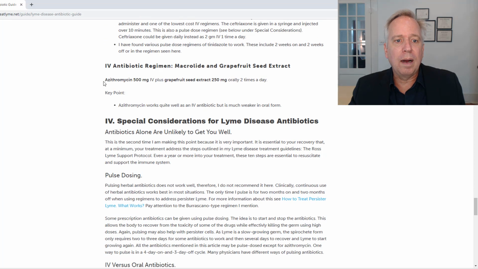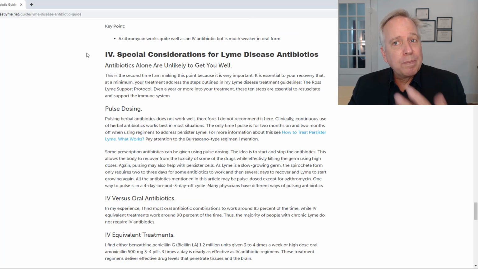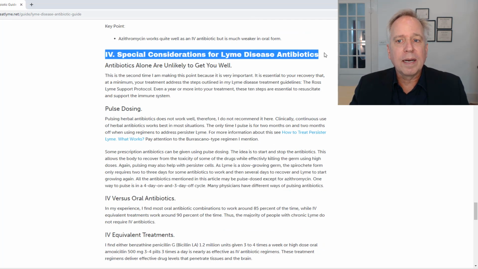Another regimen could be to use an IV macrolide along with grapefruit seed extract. So Zithromax, azithromycin, can be used in an IV form, and it can be combined with grapefruit seed extract, which would go after the cyst. The azithromycin here is going after spirochete Lyme and also at Lyme living inside of cells. Okay? All right. So I just want to highlight some special considerations about how you design antibiotics in Lyme disease.